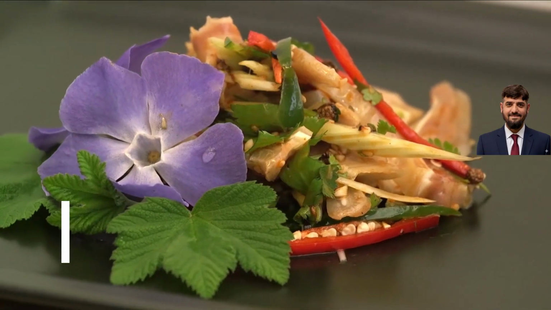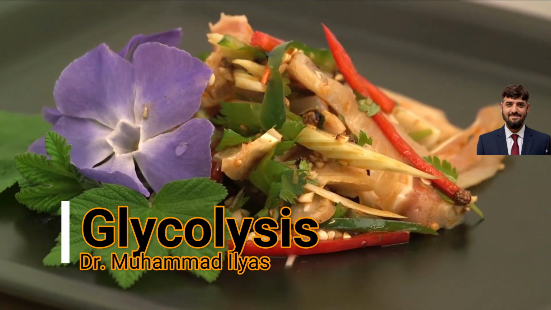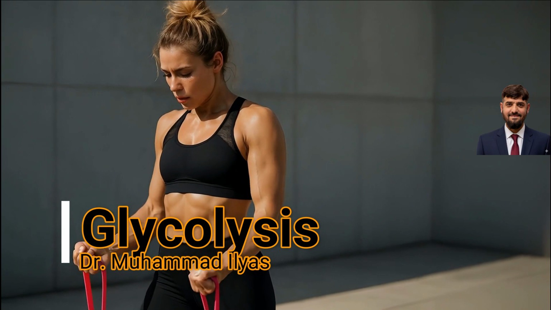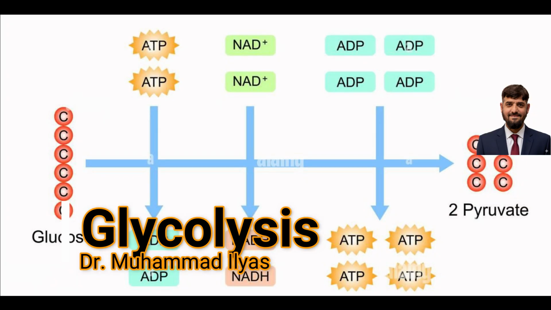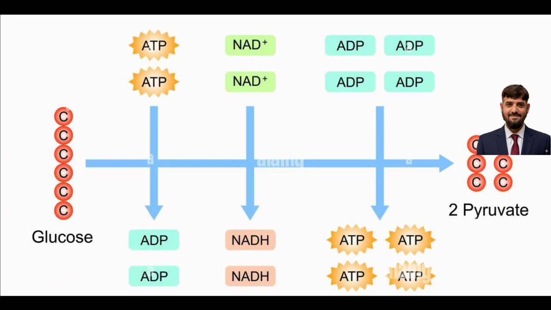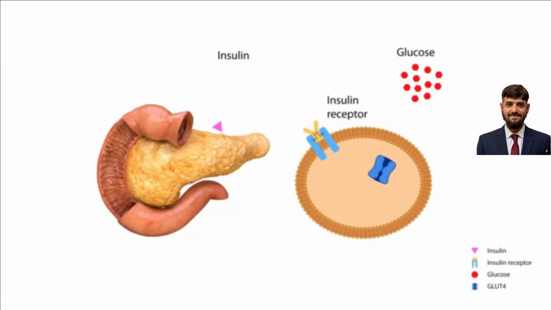Have you ever wondered how the food you eat becomes energy inside your body? Today, we will discuss glycolysis, that is the first and most important step of cellular energy production, and how glucose enters the cell with the help of insulin and glucose transporters.